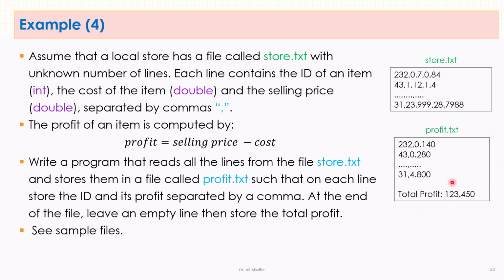And this is a sample output file, such that on each line we store the ID, and have a look into the sample output. This is the ID, followed by the profit separated by a comma. So for the first item, we have the ID, comma, followed by the profit. At the end of the file, leave an empty line, and notice here we have an empty line in the sample output file, and then store the total profit. So we need to find the total profit for all items that are sold in a local store. So let us implement this program using JGrasp.